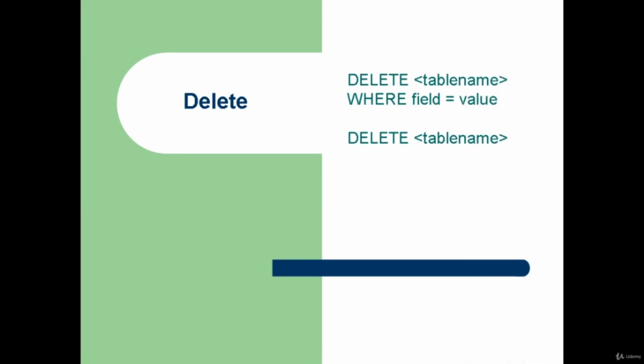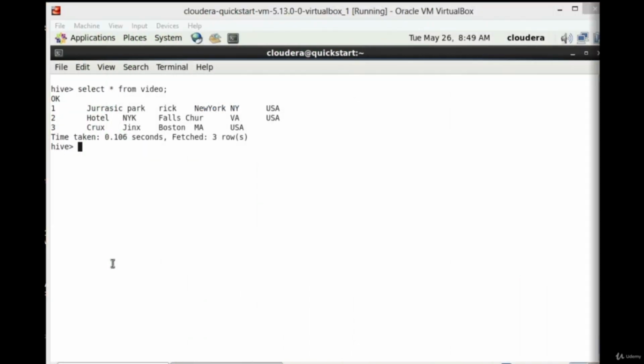Delete table name where field name is equal to value, or delete table name. Delete without any where clause will delete all the records. That's why you have to specify a where clause or a filter of the records before you delete. Let us see how to use the delete statement in Hive. Let us see how we delete the records.